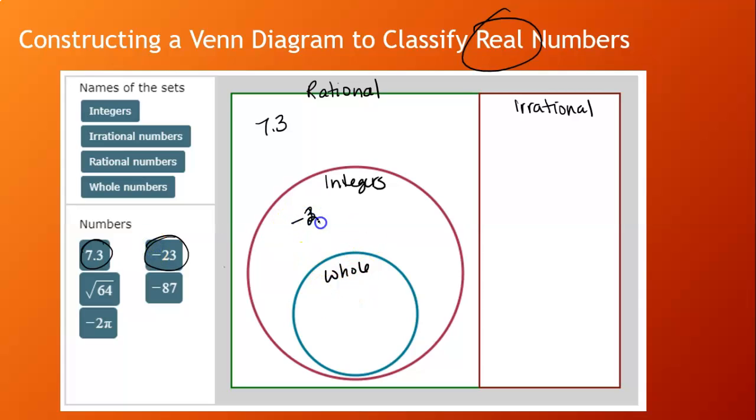-23 is an integer. It is a negative whole number. The square root of 64, that's a perfect square. The square root of 64 is actually +8, so that goes in with our whole numbers. -87 is an integer, but here's why we need a new category. Anything that has pi, anything that can't be written as a fraction, which pi cannot, is irrational, so it goes over here in our irrational number world.